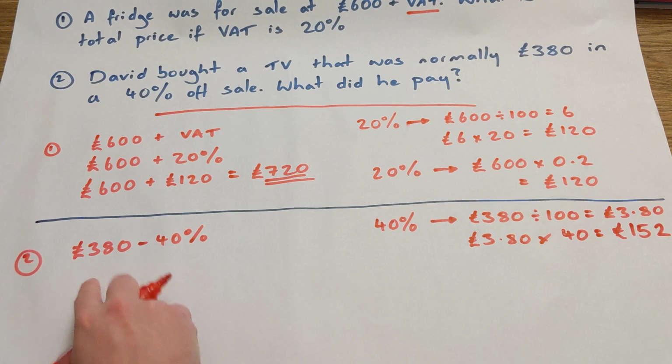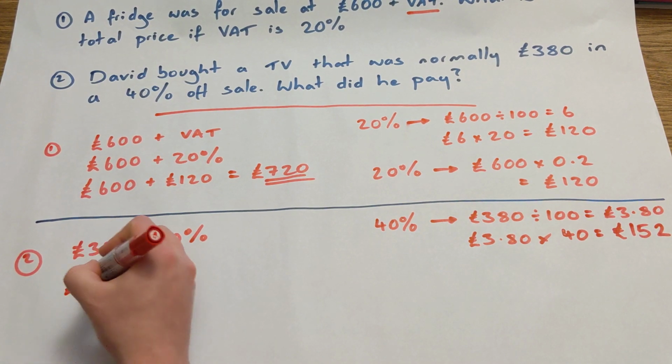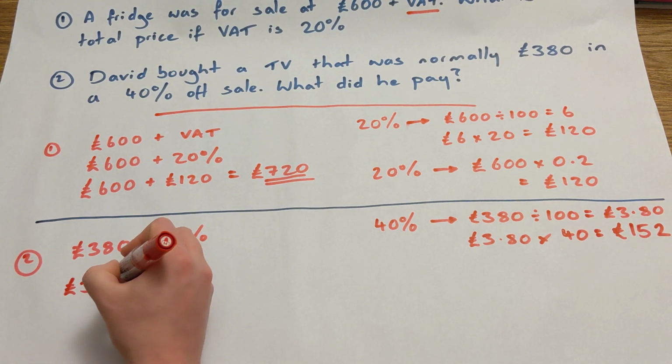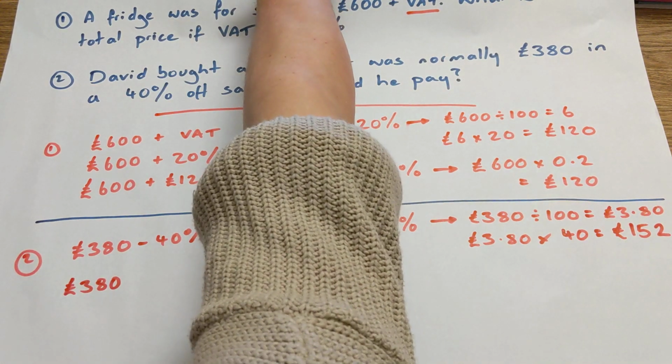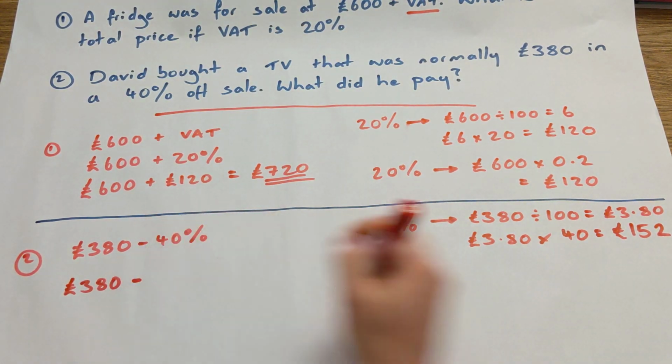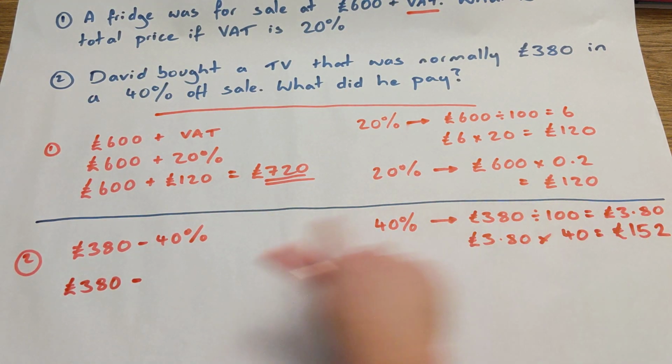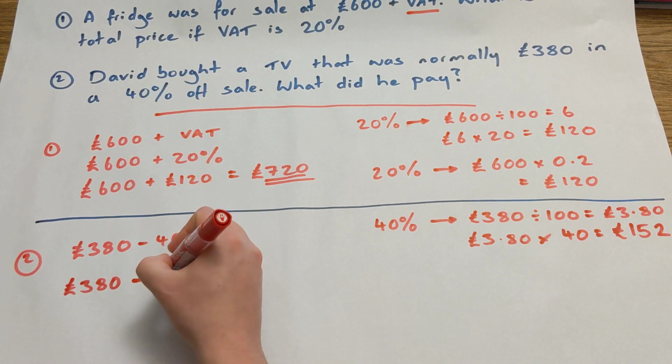So that means I've got 380. Sorry, I'll take it away, not add it on. My mistake. Take away £152 because I've worked out that's what 40% is.